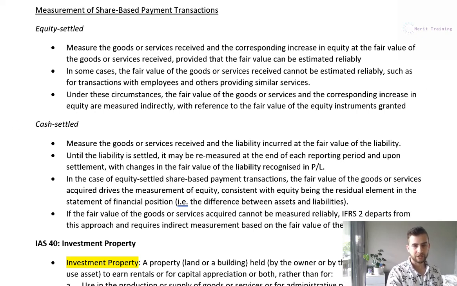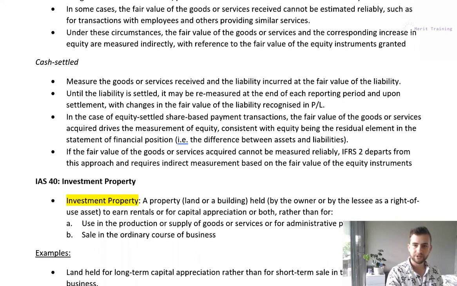Cash settled, on the other hand, is measure the goods or services received and the liability incurred at the fair value of the liability. Until the liability is settled, it may be remeasured at the end of the reporting period and upon settlement with changes in the fair value of the liability recognized in the P&L.